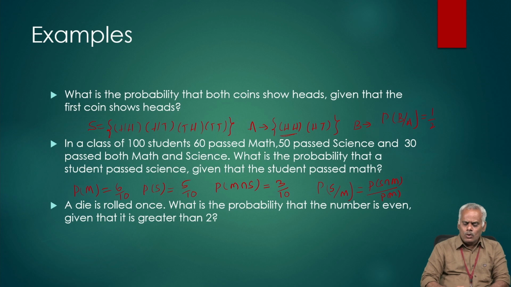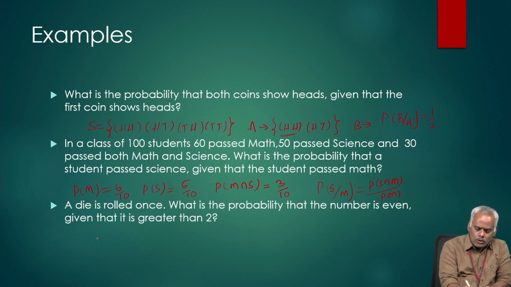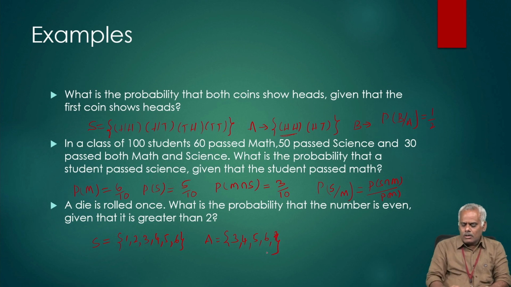A die is rolled once. What is the probability that the number is even given that it is greater than 2? So when a die is rolled, what is the sample space? It consists of 1, 2, 3, 4, 5 and 6. Now if you consider event A as the elementary event greater than 2, then the favorable events are 3, 4, 5, 6. And from these 3, 4, 5, 6, find the probability that the number is even.